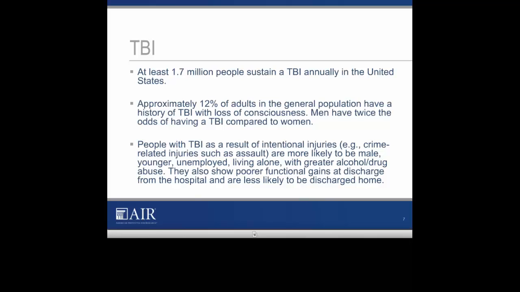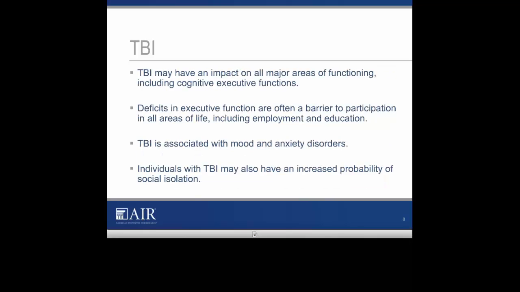And finally, we know that people with TBI as a result of intentional injuries, meaning injuries that could be crime-related like assault, are more likely to be male, younger, unemployed, living alone, and to have greater challenges related to alcohol and drug abuse. They also tend to show poor functional gains after discharge from hospital and tend to be less likely to be discharged home. TBI has an impact on all major areas of functioning, including cognitive executive functions like planning and memory, social cognition, social functioning and motivation. Depending on the severity of injury, these impairments may lead to deficits that can hinder or prevent the injured person from resuming activities of everyday life.